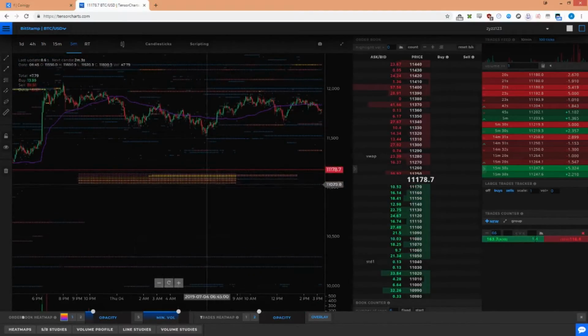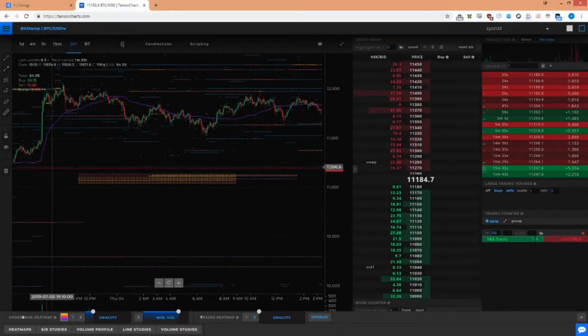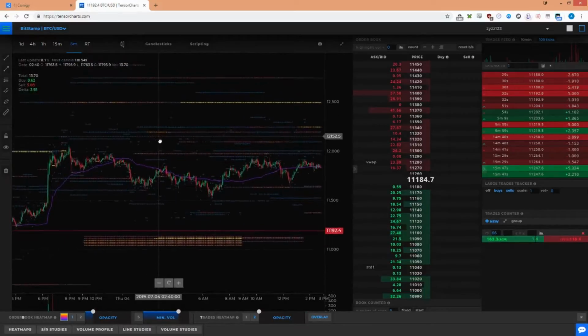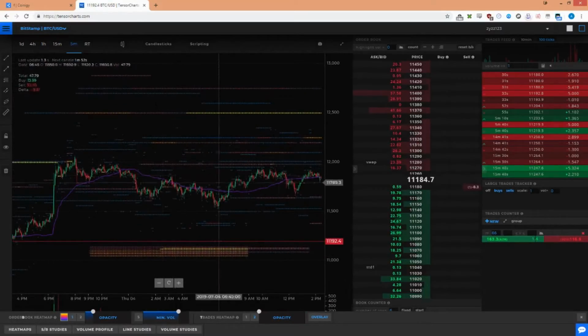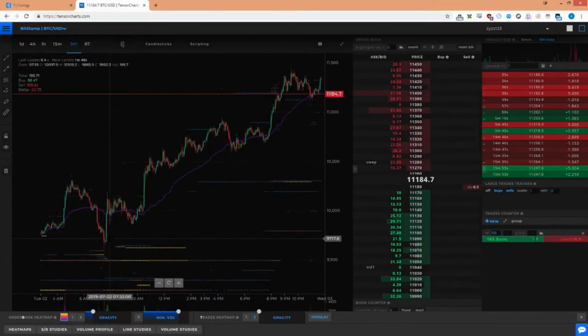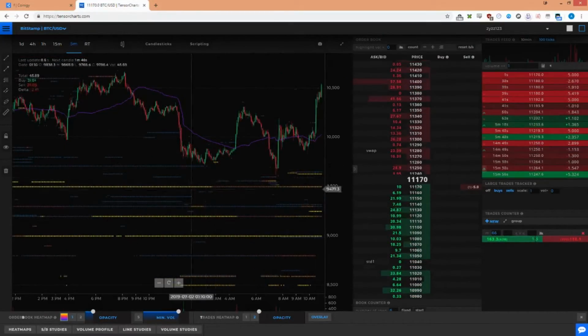On Bitstamp we had this weird buy block. I don't know, we bounced there. You can see there's a lot of selling trying to happen. And then the same buys getting stacked.